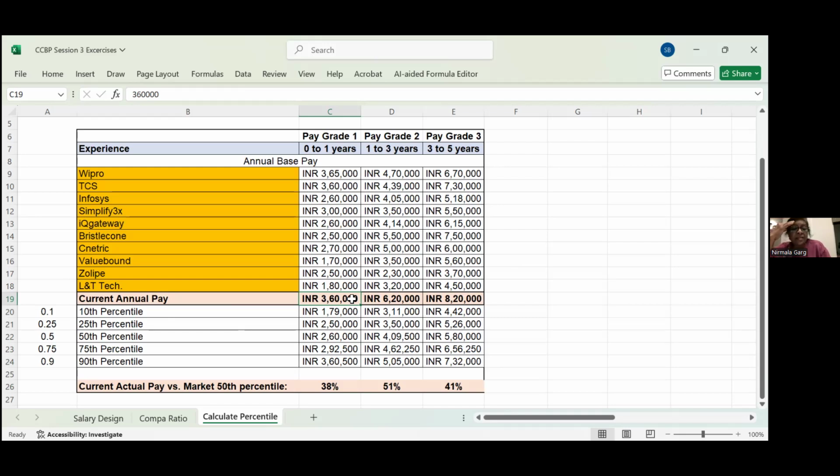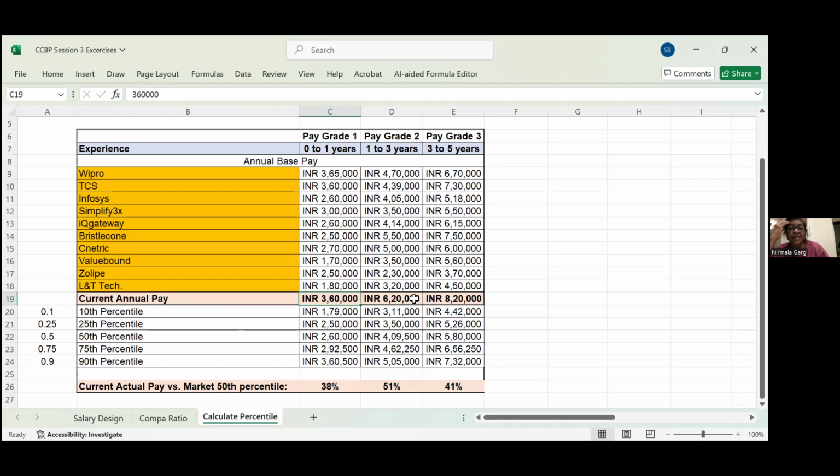And at the 90th percentile, the company is paying at what percentile? At the 90th percentile, 138%. So therefore, obviously, that means they are getting the best of people and they are the topmost payers like Google or Microsoft.